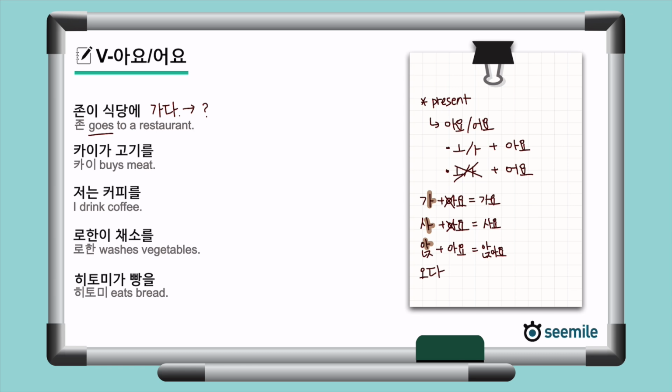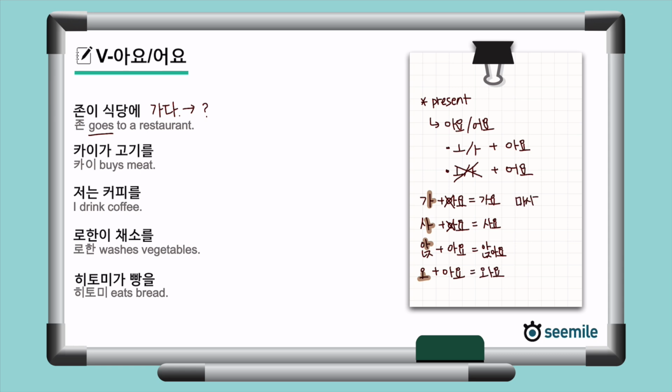오다, to come. The stem is 오, so we would add 아요, 오아요. Wait a minute. We know a vowel that's the combination of these two vowels, 오아. Yes, 와. Again, the shorter the better, so just contract them to 와요.